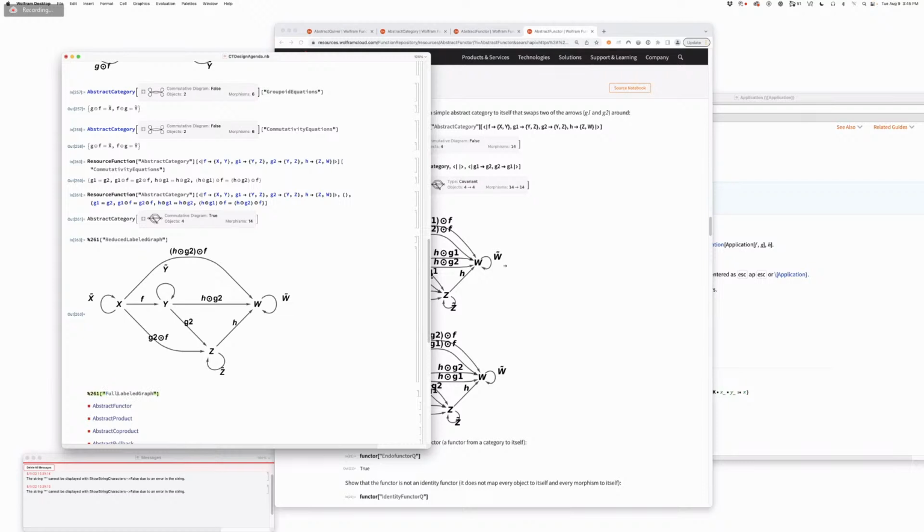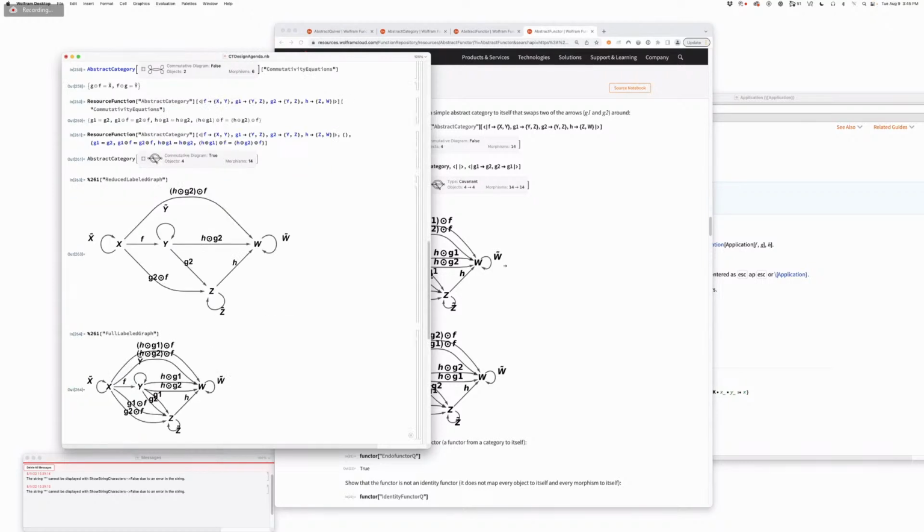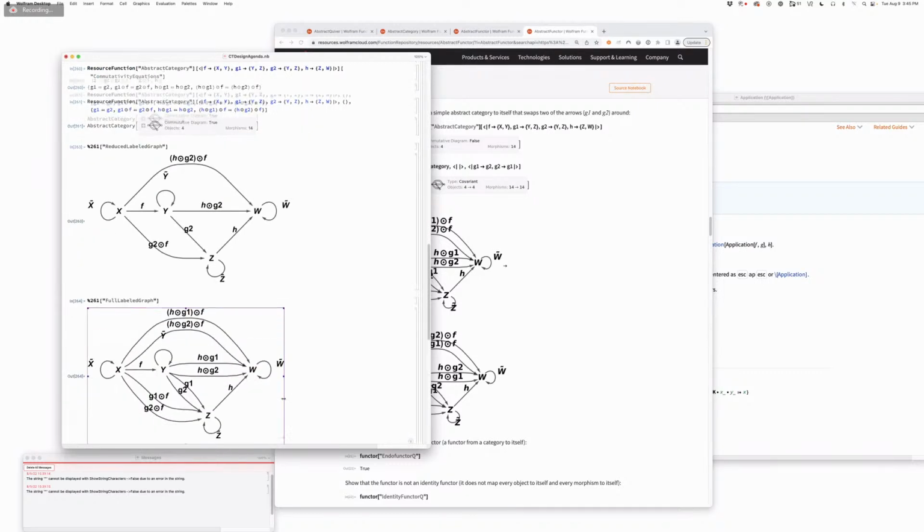So wait a minute, if I say full labeled graph, then the fact that H compose G compose F and H compose G1 compose F and H compose G2 compose F are both edges from X to W, that is an indicator that this is not yet commutative if you don't impose any equivalences.